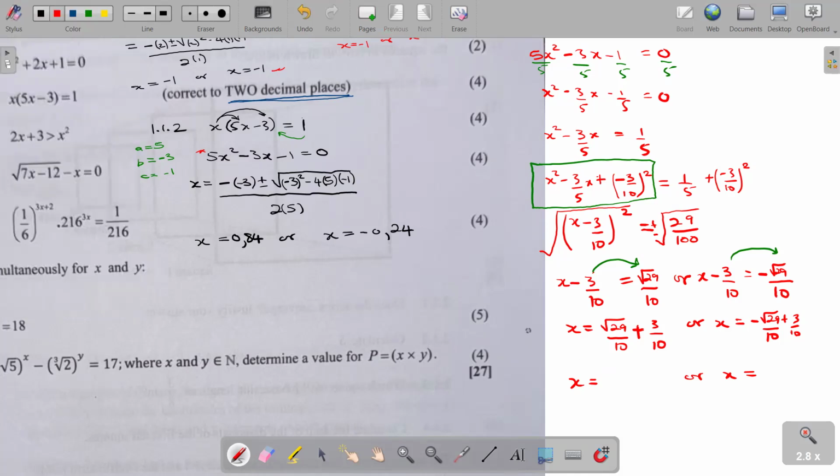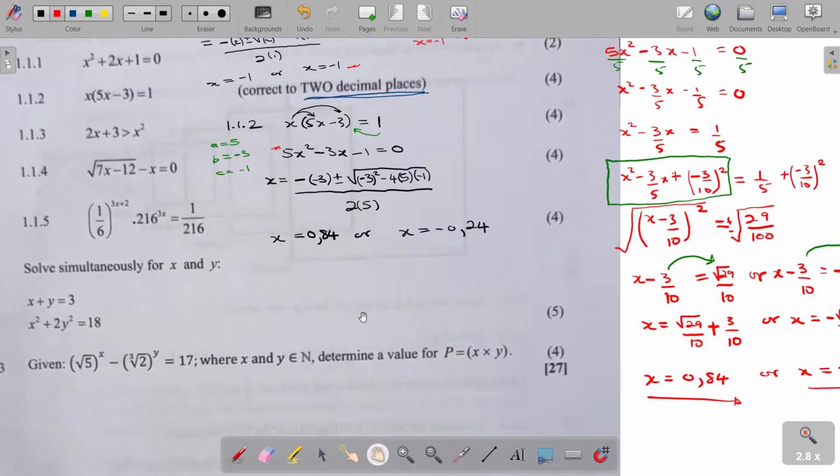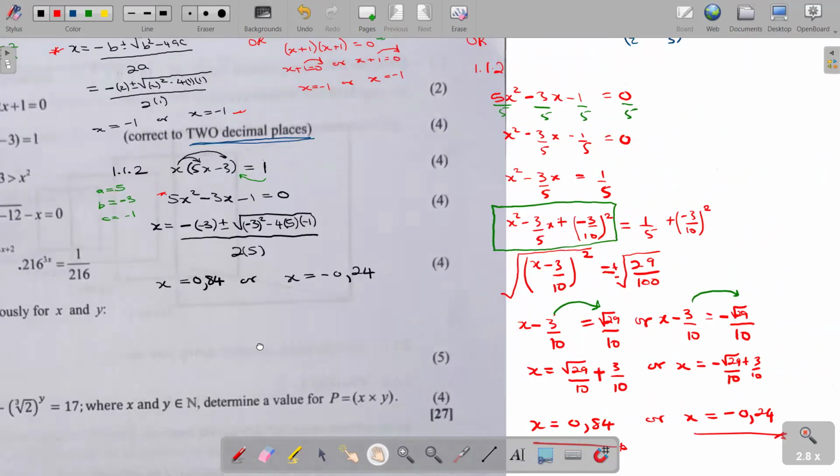So our answers here, we are having either 0.84 or a negative 0.24, which are exactly the answers that we got using the quadratic formula. Then we go to the next question, which is an inequality. Let's create space for the inequality.